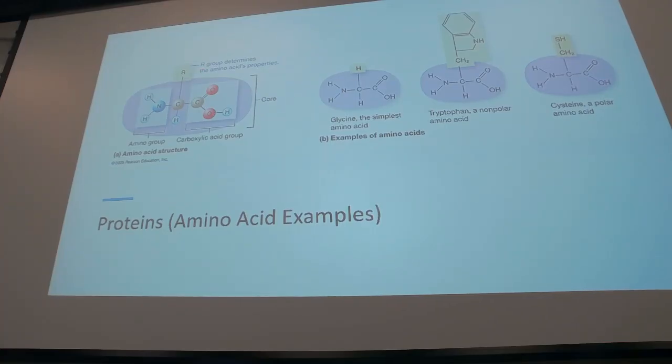The most simple amino acid that we know is glycine. It has a hydrogen. And then we have here tryptophan, which is a non-polar amino acid. And then here we have cysteine. It's all this, of course, but I'm pointing to the difference here in the R group. So this is cysteine. This is a polar amino acid. It has this sulfhydryl group here.